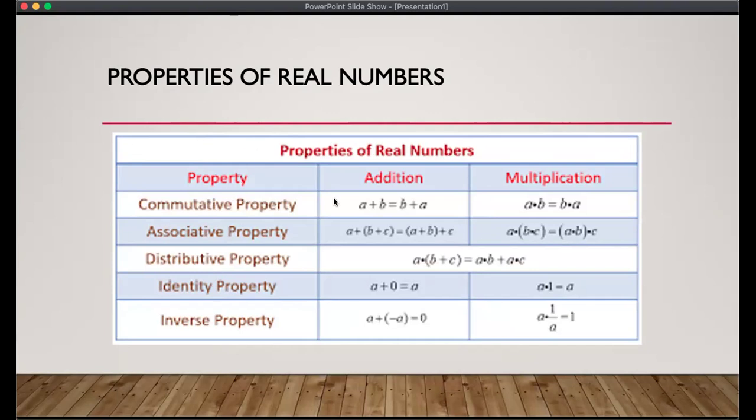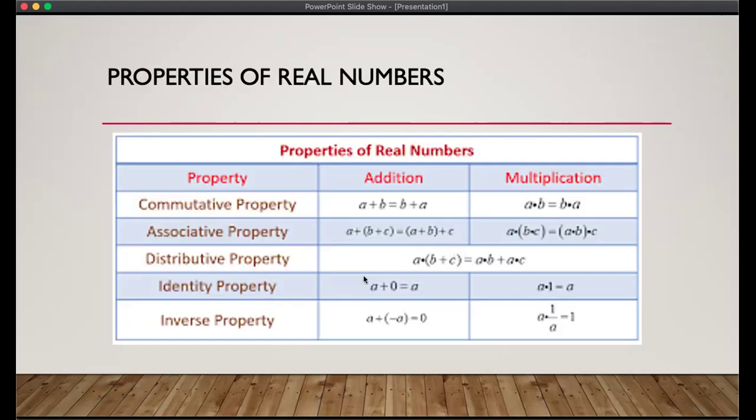We have the commutative property, which means that a plus b is equal to b plus a. That's for addition. For multiplication, it's a times b is equal to b times a. Associativity property: a plus (b plus c) is the same thing as (a plus b) plus c. So if I add b plus c first, it would be the same thing as if I added a plus b first and then added the c. Distribution, all right? If I have a times (b plus c), I just distribute inside of the parentheses and I become ab plus ac.